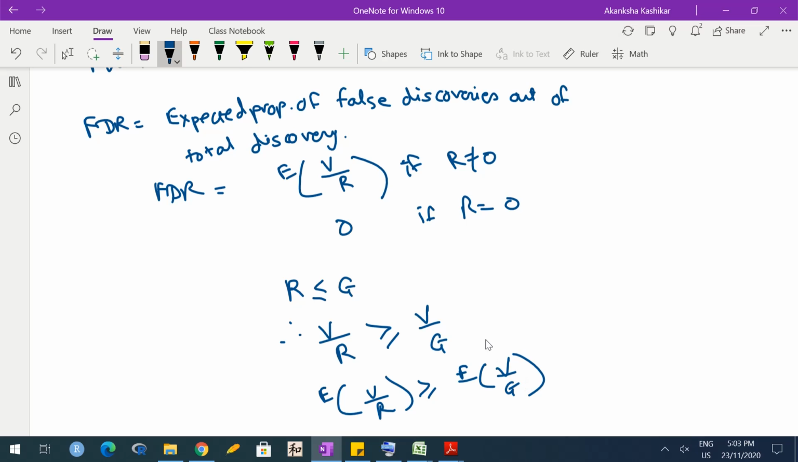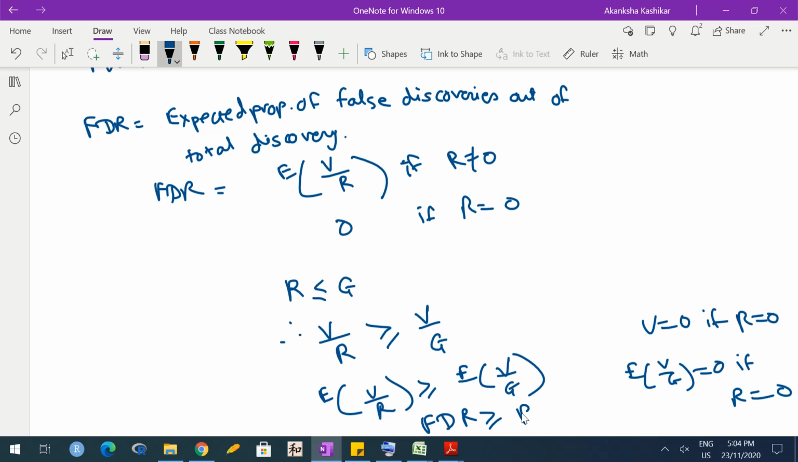Okay, and when R is 0, at that time V is also going to be 0 because V is the number of false rejections out of total rejections. So if there are no rejections, then no false rejections. So V is going to be 0 if R is 0. Hence expectation of V by G would be 0 if R is 0. So either these two are equal or this is the relationship. So we have proved that FDR is greater than or equal to the per comparison error rate.